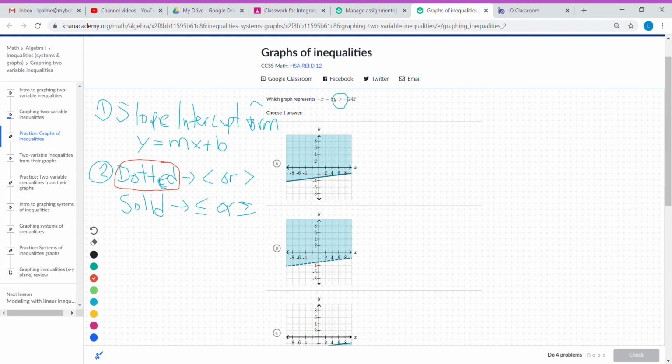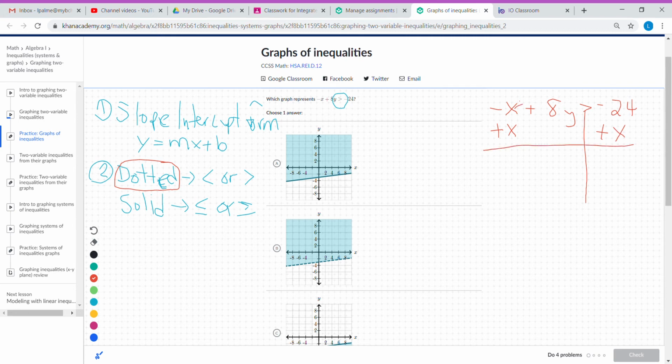So let's go back to step number 1, slope-intercept form. We have negative x plus 8y is greater than negative 24. Now that is not in y equals mx plus b form because y is not by itself. So the first thing we need to do is get rid of our x value and bring it to the other side.